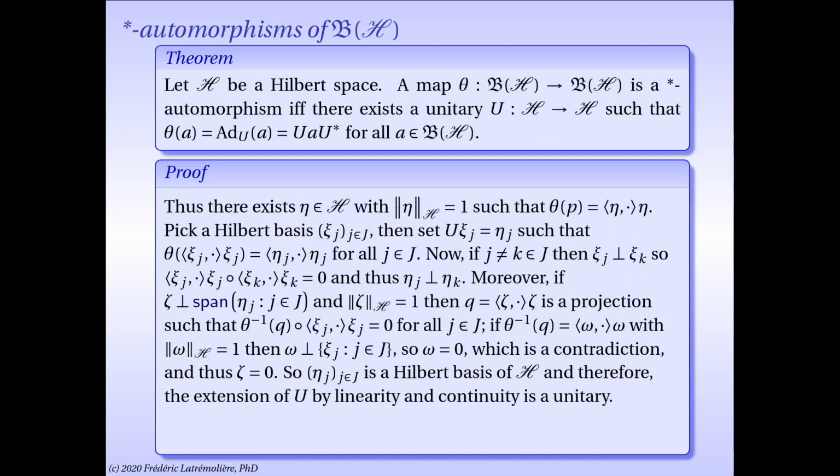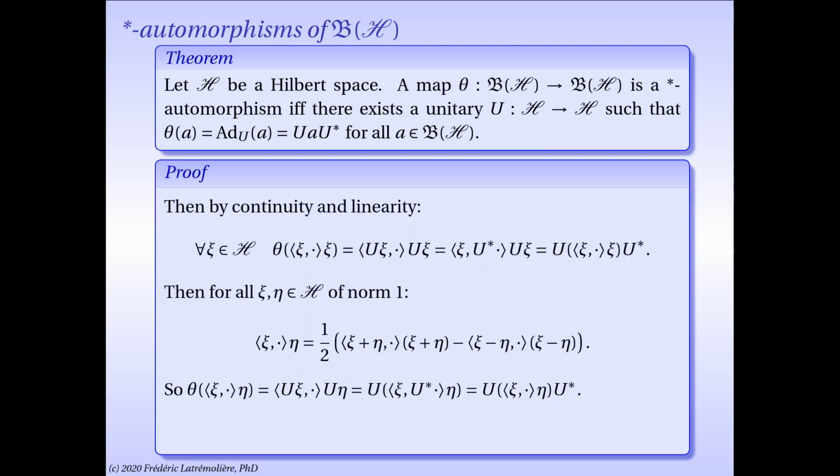Now that we know that, you can take this U that we defined here that maps a Hilbert basis to a Hilbert basis, extended first by linearity and then by continuity, and you can easily check that it is, of course, a linear bijection since it maps a Hilbert basis to a Hilbert basis, but it's also an isometry for the same reason, and therefore it's a unitary operator. So we have constructed this unitary operator of our Hilbert space from theta, and specifically from the action of the automorphism theta on rank 1 projections.